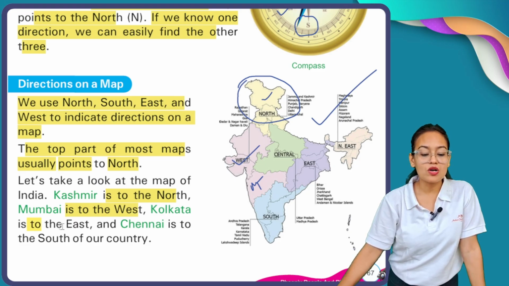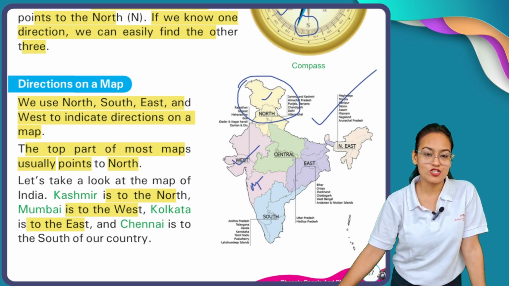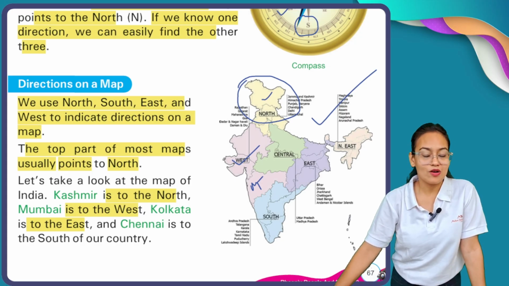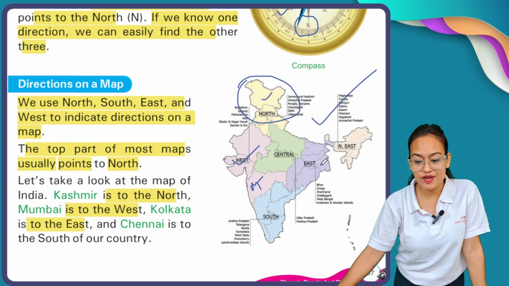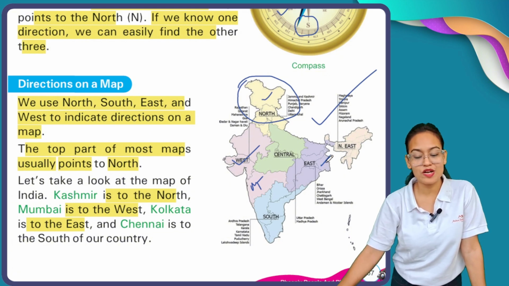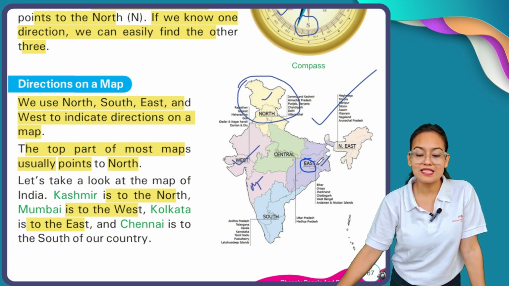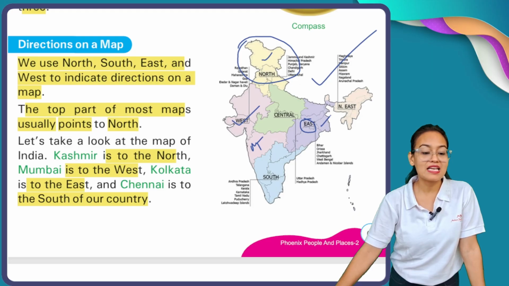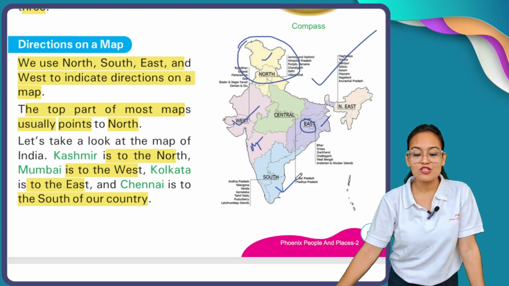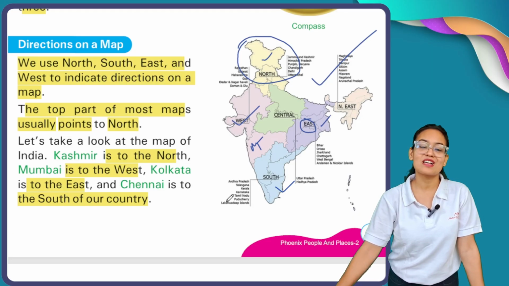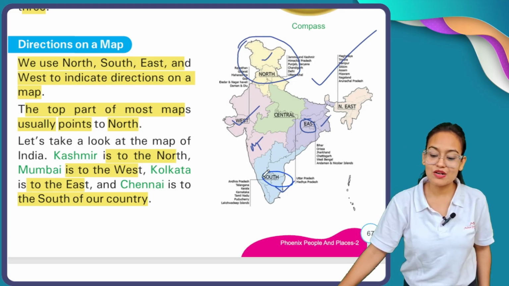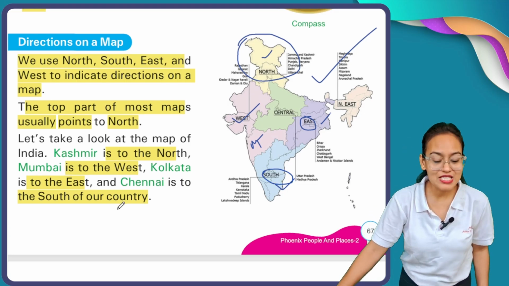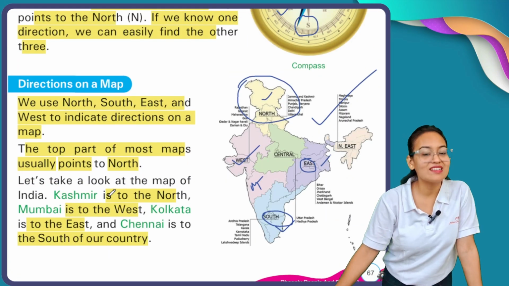Kolkata is to the east. If we talk about the east direction, then we talk about Kolkata, and Kolkata is the capital of West Bengal. Here is West Bengal, so Kolkata is in the east direction. And last, Chennai is to the south of our country. This is your Tamil Nadu, and Chennai is the capital of Tamil Nadu, and Tamil Nadu is located in the south. That's how we can calculate the directions.